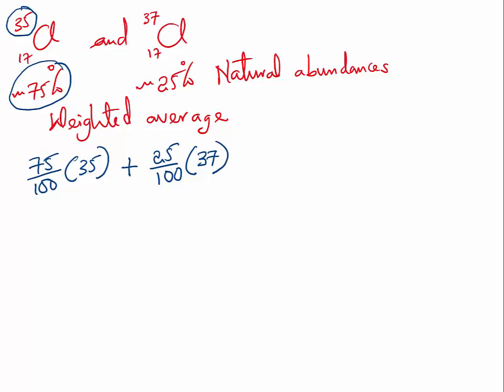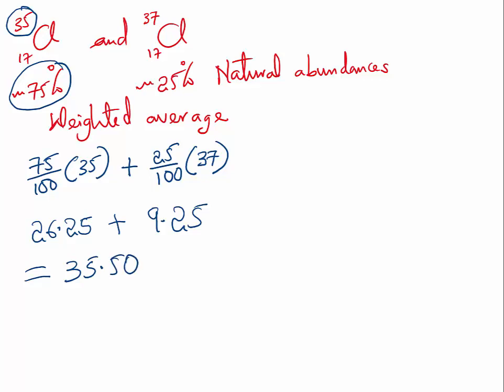If you multiply 75 by 35 and you divide by 100, you should get 26.25. And if you multiply 25 by 37 and divide by 100, you should get 9.25. And if you add these two together, you should get 35.50. And the unit for atomic mass is AMU.